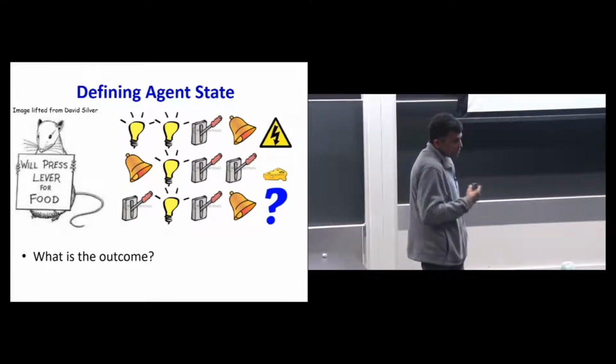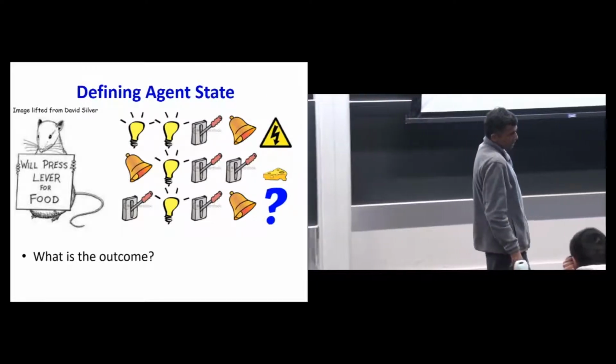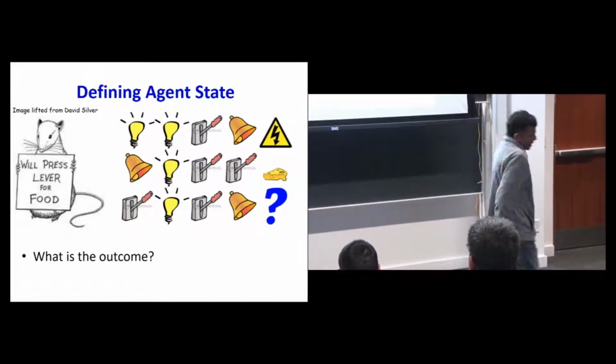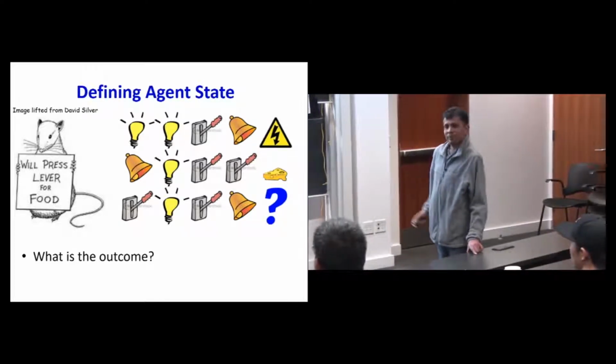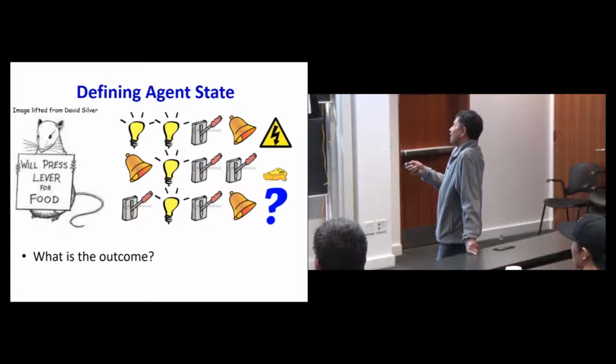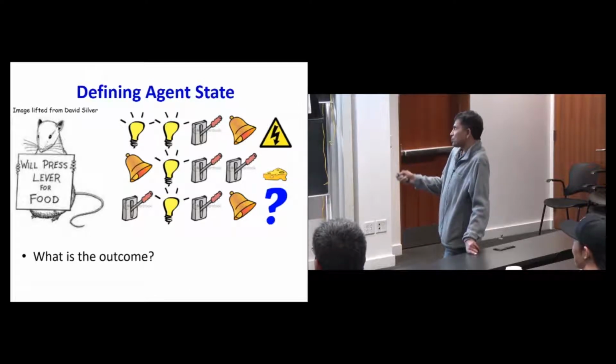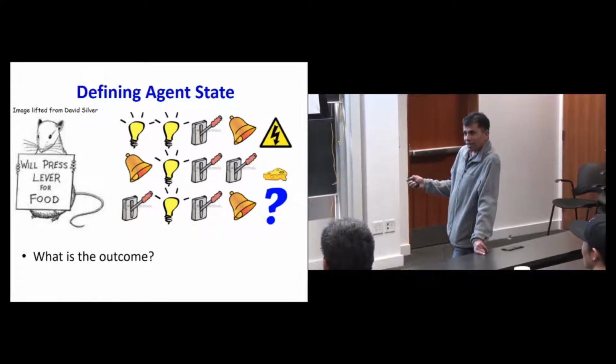Now, to see the distinction between the agent state and the true environment state, let's look at a simple example which I stole from David Silver's slides. So let's say you have a mouse, and in the first experiment, he sees a light go on, he sees a light go on, he presses a lever, he hears a bell, he gets an electric shock. In the next one, he hears a bell, sees a light go on, presses a lever, he gets a piece of cheese. Then in the next one, he presses the lever, he sees a light go on, presses the lever again, he hears a bell.